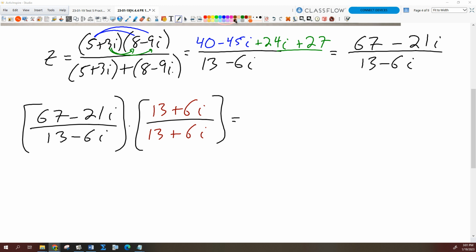Again, the bottom is easy. It's what squared plus what squared? Yeah, that's our complex conjugate product pattern. A plus bi times a minus bi always equals a squared plus b squared. Okay, that's easy. On top, we've got to do a little bit of distributing again.